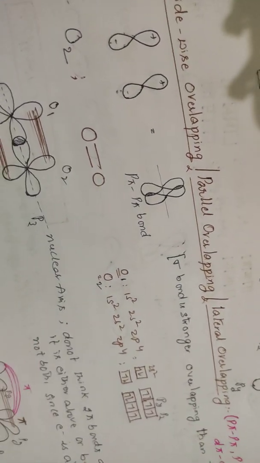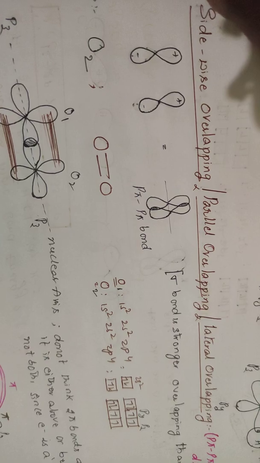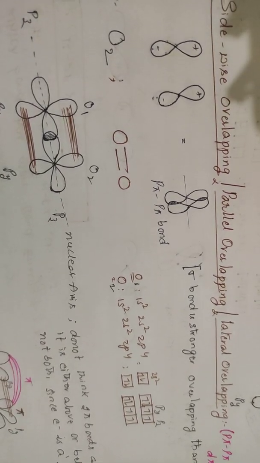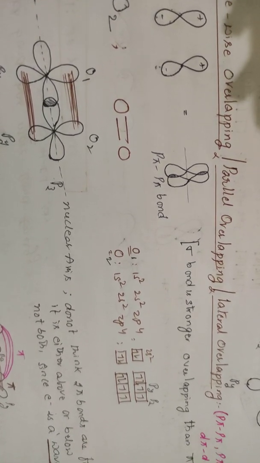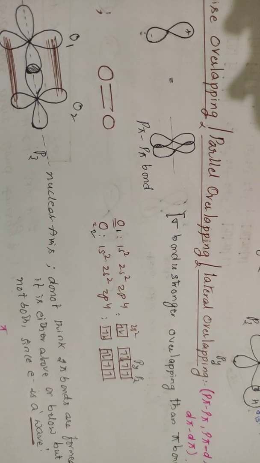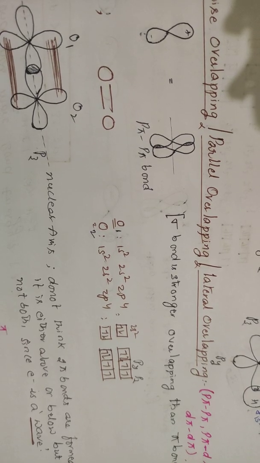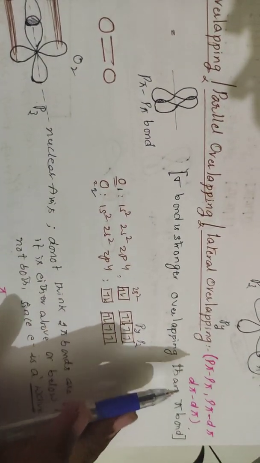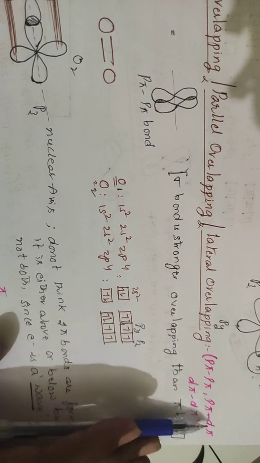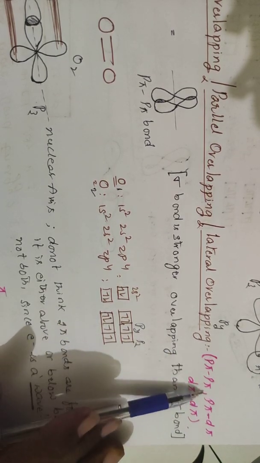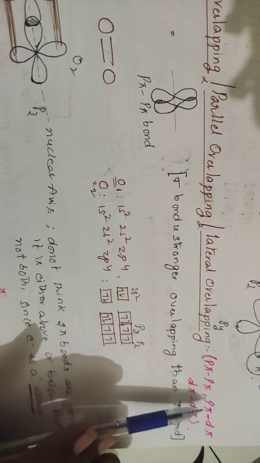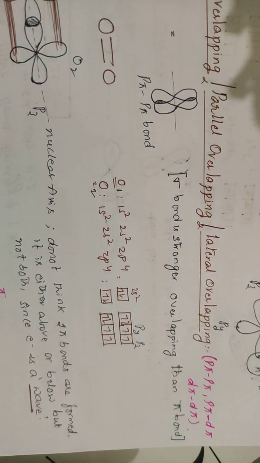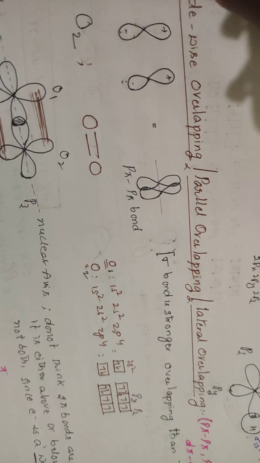Next is sidewise overlapping. It is also called parallel overlapping, or lateral overlapping. Axial overlapping we can see in SS, PP as well as SP. But lateral overlapping we can't see in S orbital. We can see it only in PP, PD, DD. As it is forming a pi bond, we have indicated with p pi, p pi, p pi, d pi, d pi, d pi.